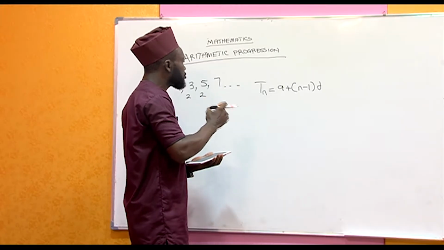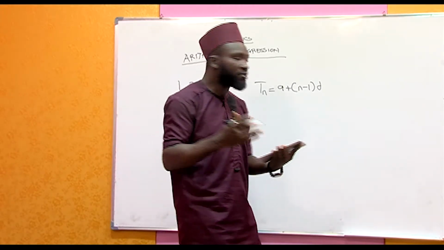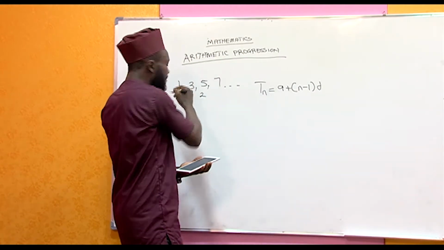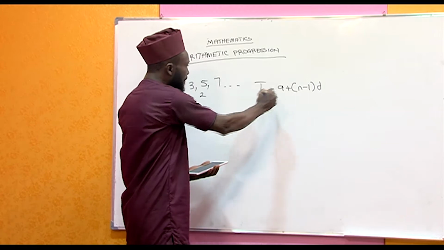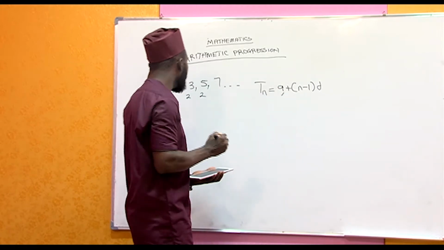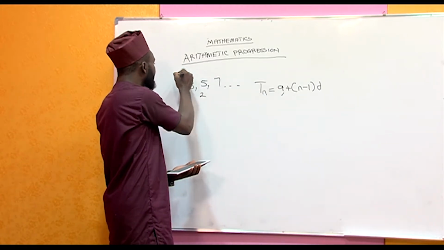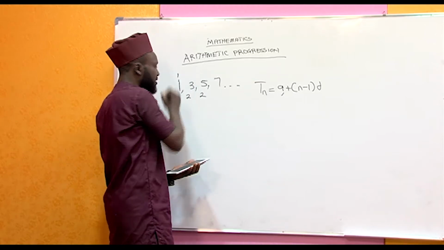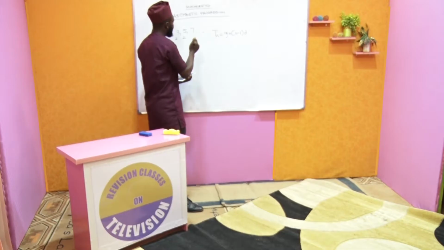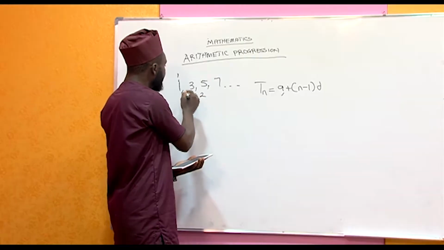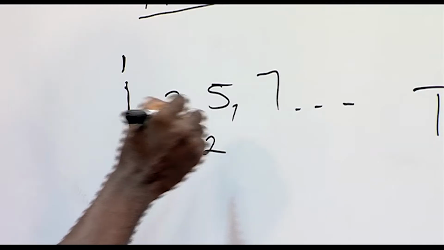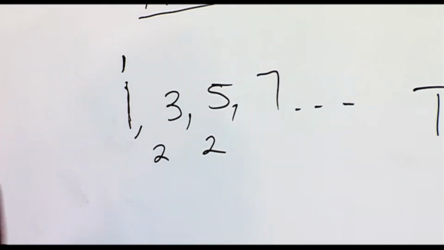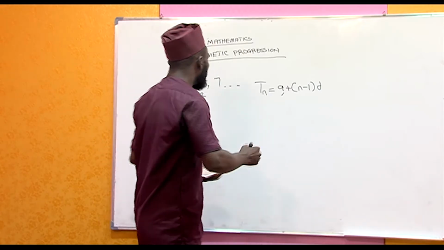In order for us to understand it better, let me relate this to my previous example. Now, in this case, I have what? My a to be the first term. If I want to relate it to this, it means that this is my first term. And also, my d is the common difference, which is the difference between the first and second, or the second and third, which is equal to 2.